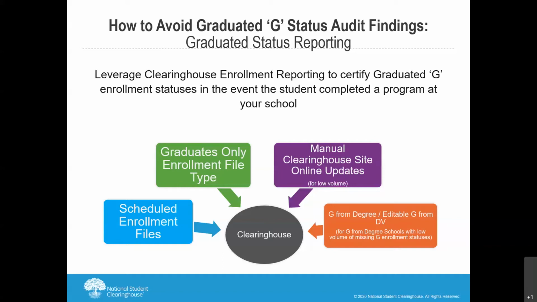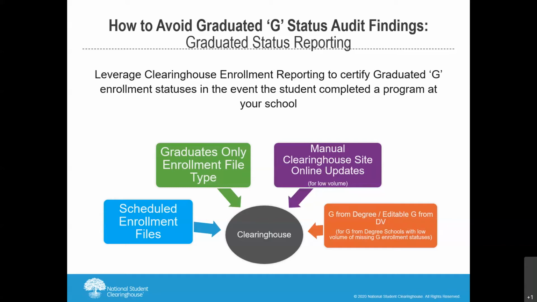that student. And then there is an enrollment file type that is dedicated to reporting separation statuses, and that's called graduates only. But it's not just graduates. A lot of schools leverage it to report if they're a larger school and they do not take attendance and they have a volume of unofficial withdrawals. Sometimes schools will have a graduates only enrollment file on their enrollment reporting schedule to account for those student status changes as well. But that is the one other batch option to report graduated statuses to complete this compliance need.